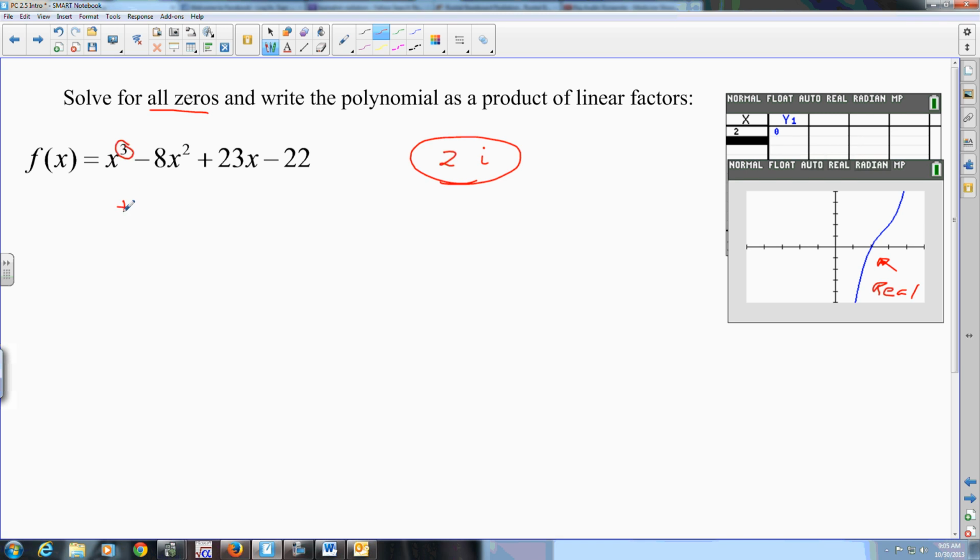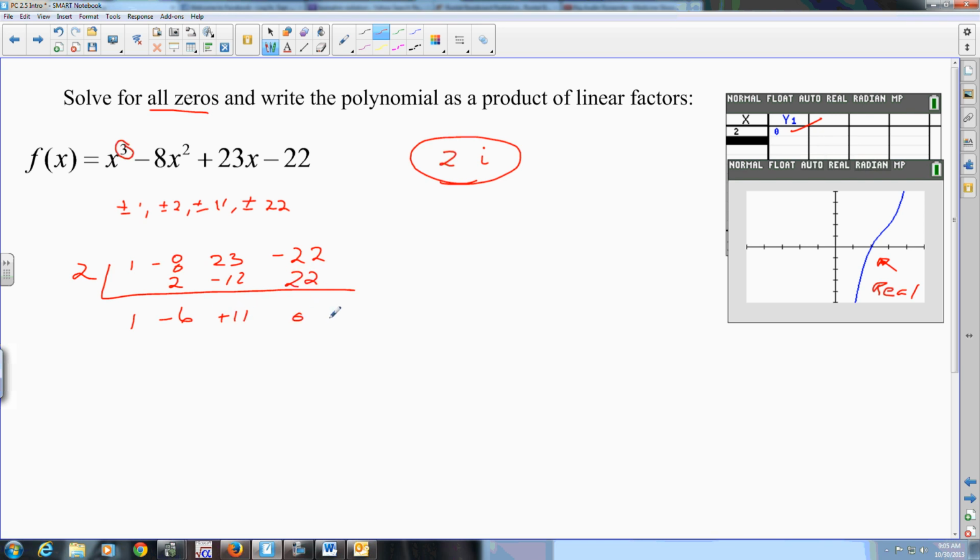Well, I mean, you can make your list: plus or minus 1, plus or minus 2, plus or minus 11, plus or minus 22. 2 is on the list. Take 2 and put it in your calculator. It does indeed give you 0. So take the 2 and divide it out. 2, 1, negative 8, 23, negative 22. Drop the 1, 2, negative 6, negative 12. So that'd be positive 11.